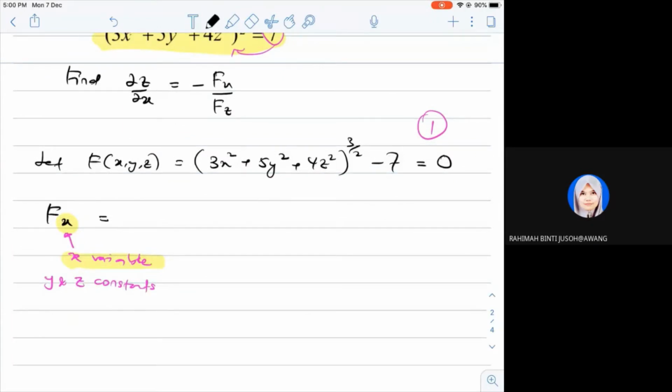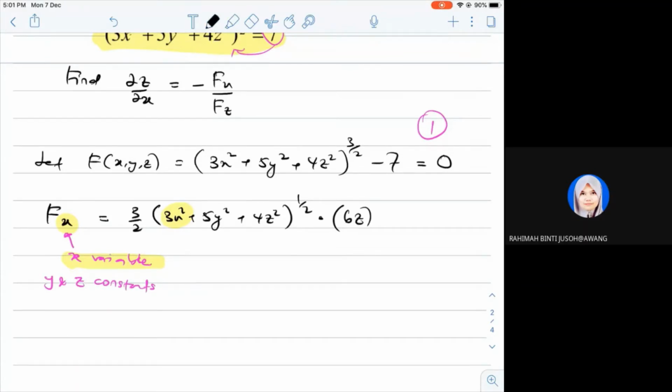So now guys, for this solution, you can differentiate this function with respect to x only. Okay, so as usual, we can have 3 over 2 multiplied by 3x squared plus 5y squared plus 4z squared to the power of 3 over 2 minus 1 is 1 over 2. And then multiply by this one we have. So you just need to differentiate this. Yeah, 6z.